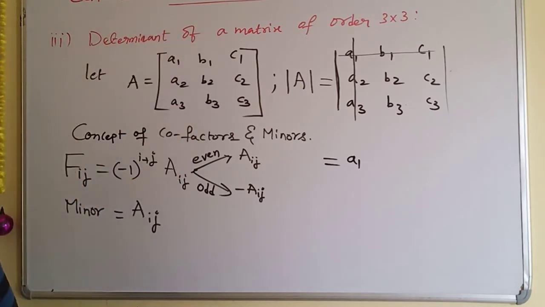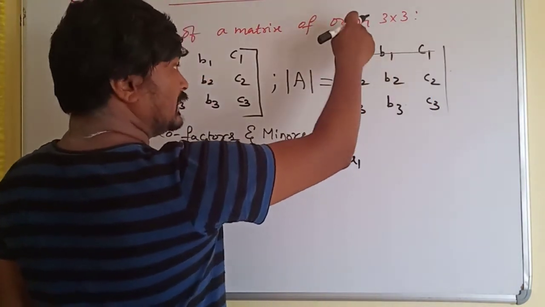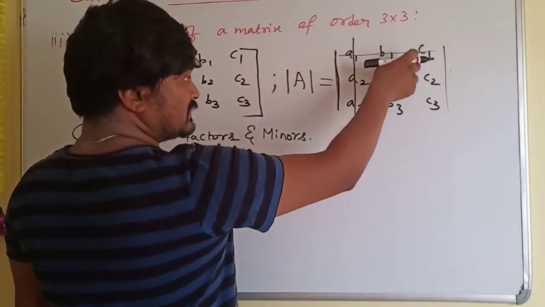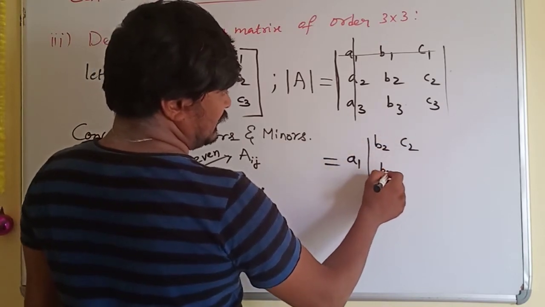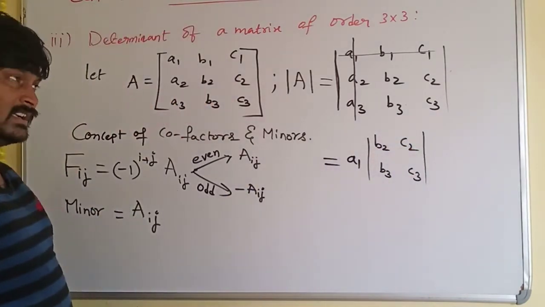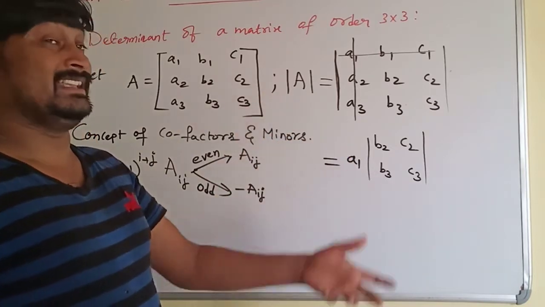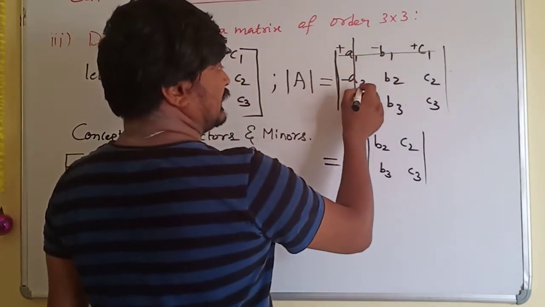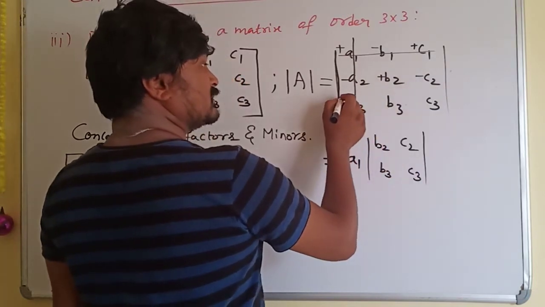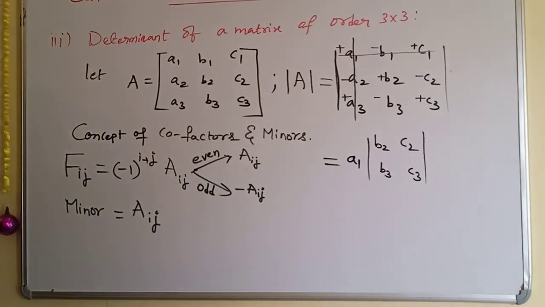To find the determinant of a matrix of order 3 by 3, first A1 is written, so remove its whole column and whole row. Then whatever is left, you have to find its determinant. What is that? B2, C2, B3, C3. Next, remember how you need to write the signs. First one plus, second one minus, next plus. In this way you have to remember, so that it is easy for you to solve when you are writing.